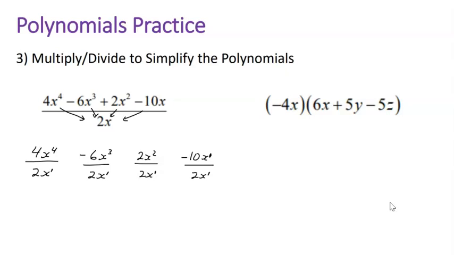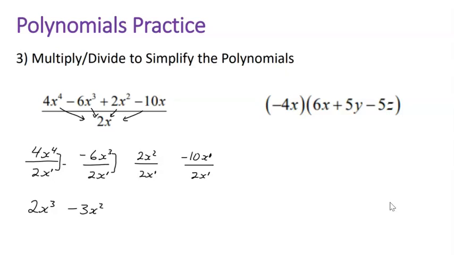4 divided by 2 on the first term is 2, and x to the power of 4 divided by x to the power of 1 means I subtract my exponents. This gives me x cubed. Second term, negative 6 divided by 2 is negative 3, x cubed. We're going to subtract 1 away, gives us x squared.